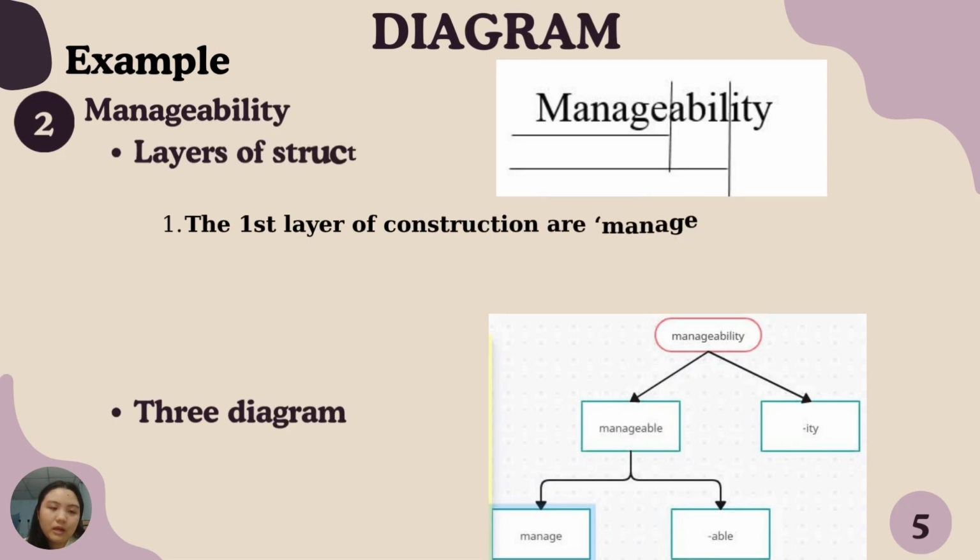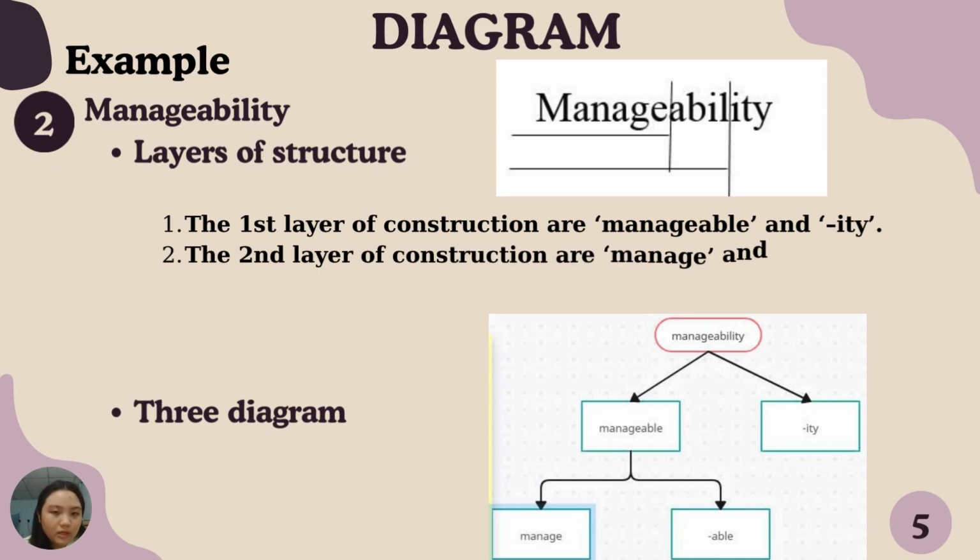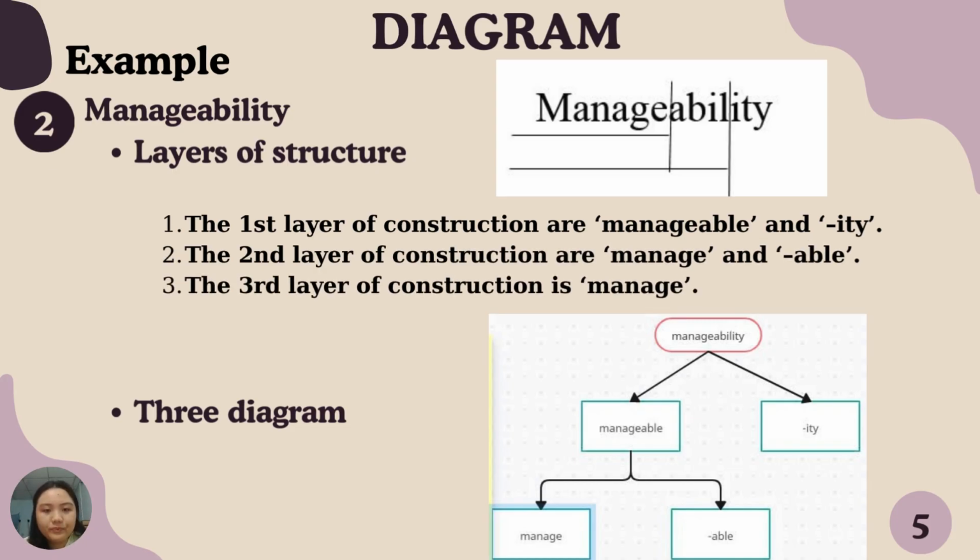Moving to another example, manageability. For the layers of construction, the first layer of construction are manageable and the suffix "ity". The second layer of construction are manage and able, and the last layer is just manage. This is the tree diagram.